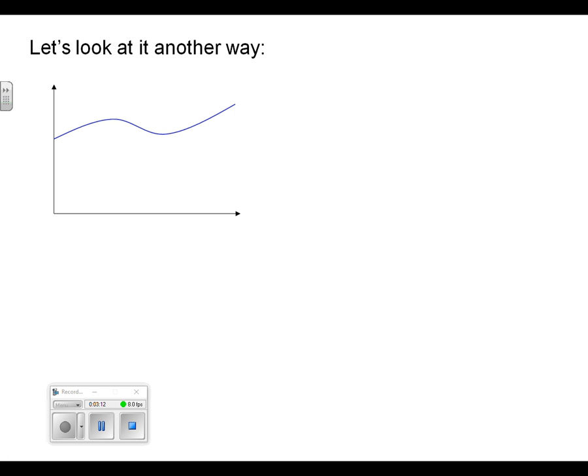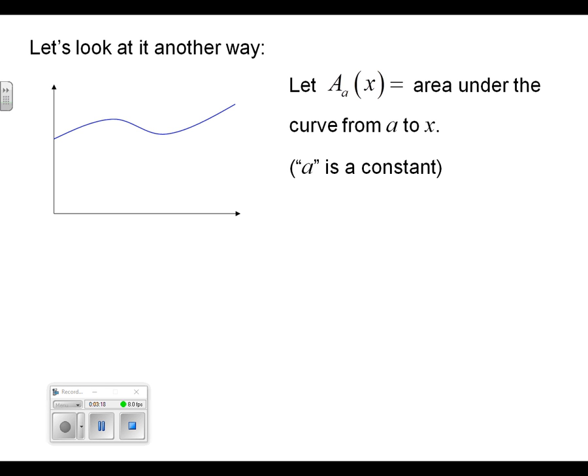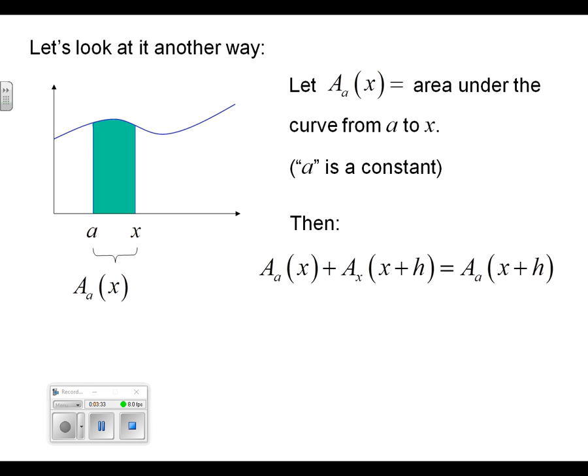Now this part is a little tricky to follow. Are you ready? Okay. So here's what's going on. This weird notation, A sub a of x, is the area under the curve from the first point, a, to the next point, x. A is going to be a constant, x is going to be a variable. So here's our picture from a to x. So what we're doing now is we're going to look at two parts, and we're going to try and build up an expression that will relate.